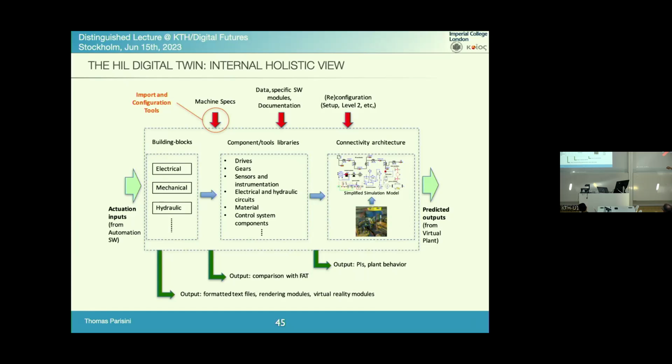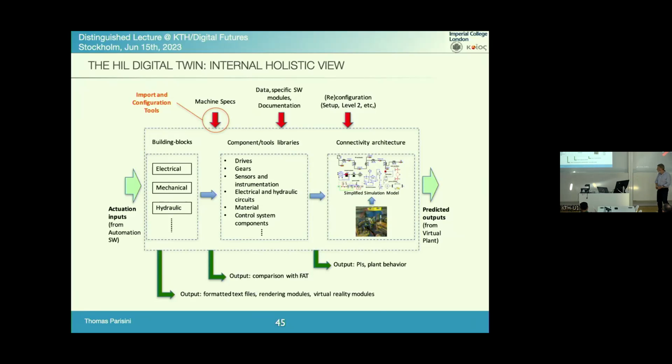And what is inside this rectangle is actually the digital twin. Here you have all the components, in this case the mechanical plant system, and of course the topology. All of what is in here is automatically generated from the red arrows. What is inside this rectangle is going to take the actuation inputs. Remember that the digital twin is the plant, so the inputs are the outputs of the controller, and the outputs are the predicted outputs of the sensors.